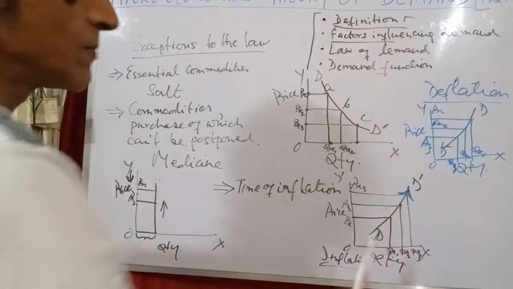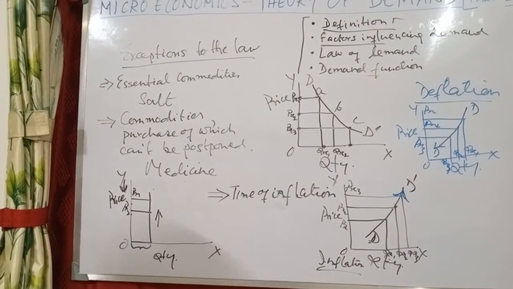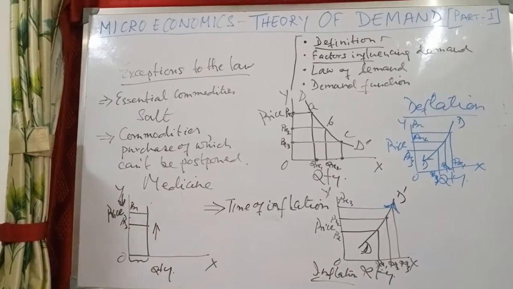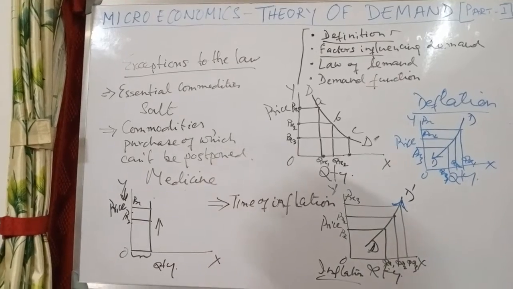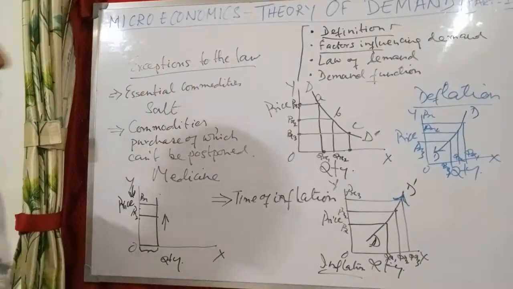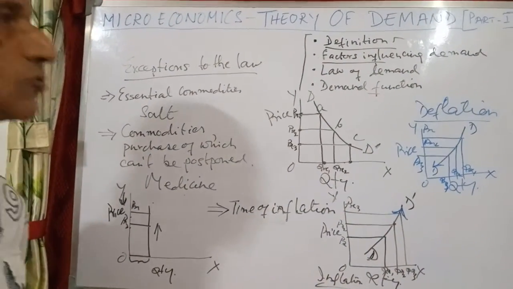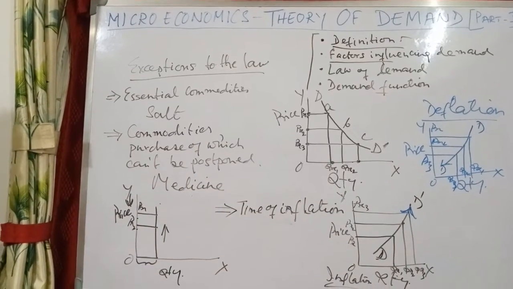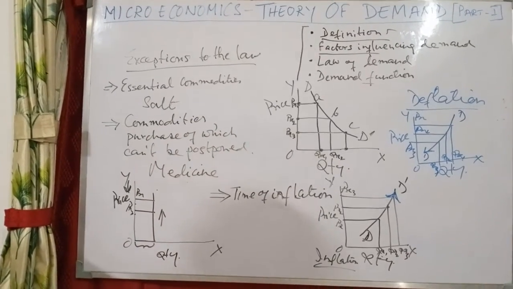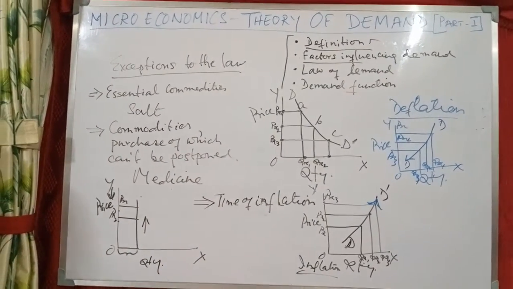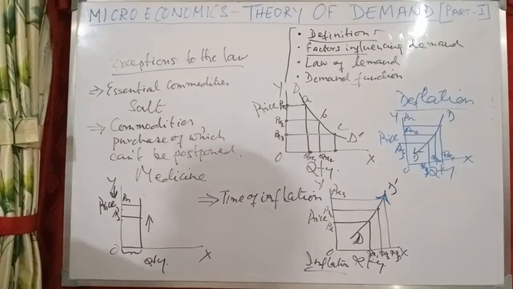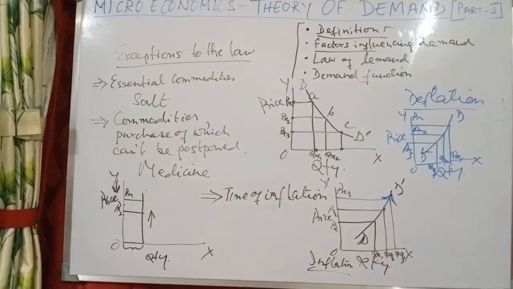It is upward sloping. Consumers are purchasing more as price is increasing because they are apprehensive that one day the price will go beyond their reach. And in case of deflation, the opposite is happening: price is falling continually. So the consumers are thinking, let the price fall further. When price becomes much lower, then the consumer will purchase. So he or she is postponing the purchase. That means price is falling and quantity demanded is also falling. Correct?